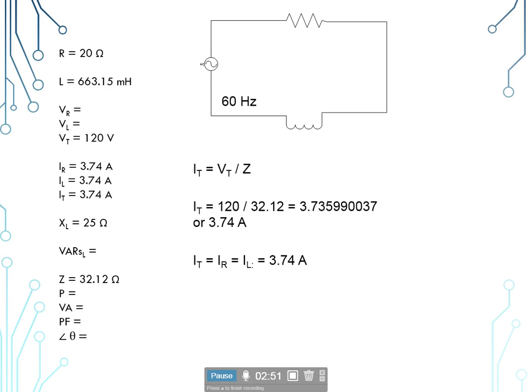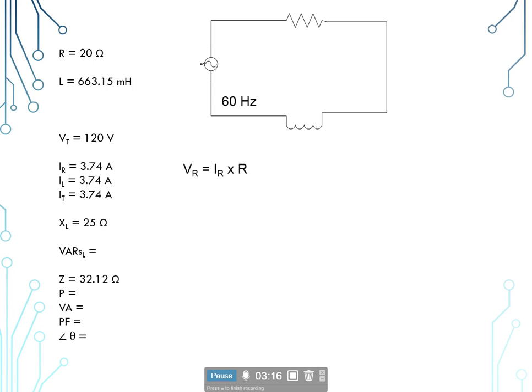Now, if you notice, remember in a series circuit, the current remains constant through all components in the circuit. So we can say I sub t is equal to I sub r is equal to I sub l is equal to that same 3.74 amps. So we can populate I sub r and I sub l with that 3.74 amps.